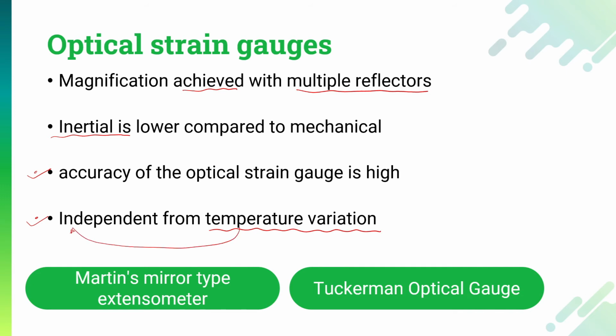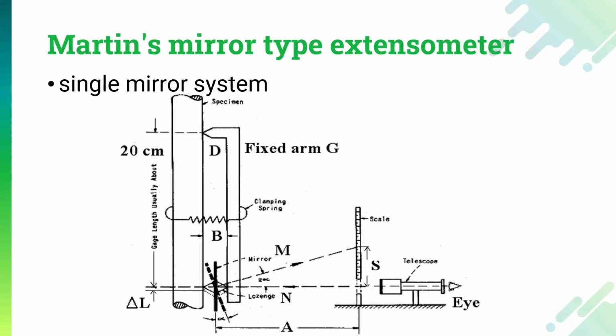Okay, and some of the most commonly used optical strain gauges are, very first, the Martin's mirror type extensometer, and the second, the Tuckerman's optical strain gauge. So let us check them out one by one. Very first one is the Martin's mirror type extensometer. Now in this kind of extensometer, a single mirror system is used. Okay, let us check out how the construction is.